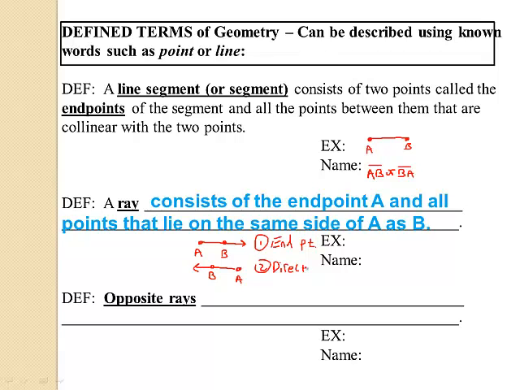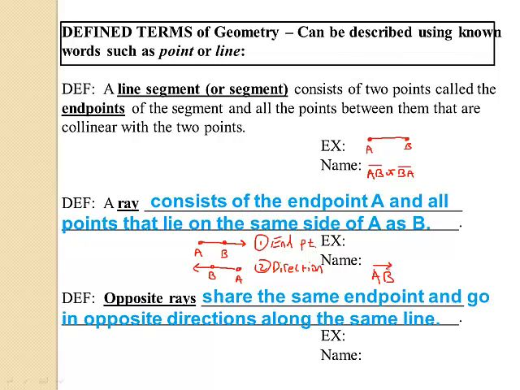So for the name, your endpoint in this case is going to be A. Your directional point in this case is going to be B, and then you always put an arrow to the right, signifying that it is a ray. And both these rays have this exact same name, even though they're going in opposite directions.